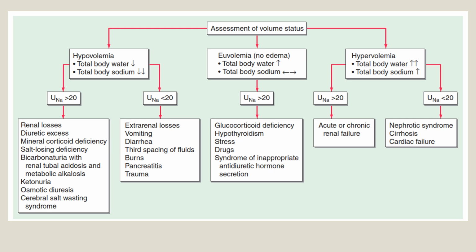And finally, we have the third subdivision, which is hypervolemia, and in this case, there is a greater total body water increase relative to total body sodium. We also differentiate it as a renal cause or a non-renal cause in the same way. If there is more than 20 millimoles of sodium excretion, then we look for acute or chronic renal failure. If there is less than 20 millimoles of urinary sodium excretion, then we look for other causes such as nephrotic syndrome, cirrhosis, or cardiac failure.